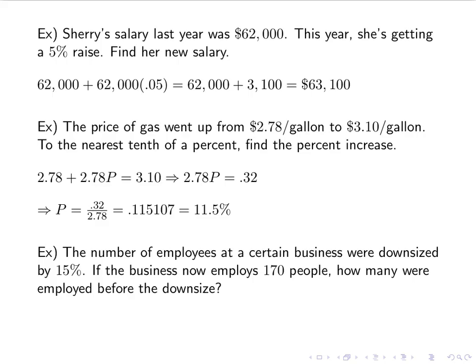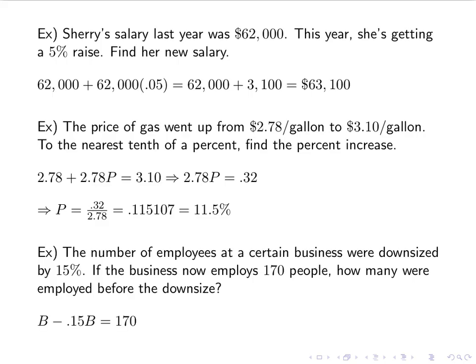As our last example, the number of employees at a certain business were downsized by 15%. If the business now employs 170 people, how many were employed before the downsize? So we have the percentage, 15%. As a decimal, it will be 0.15. The business now employs 170 people, so that's after the downsize, so that's a. We want to know the number of employees before the downsize, so we're looking for b.